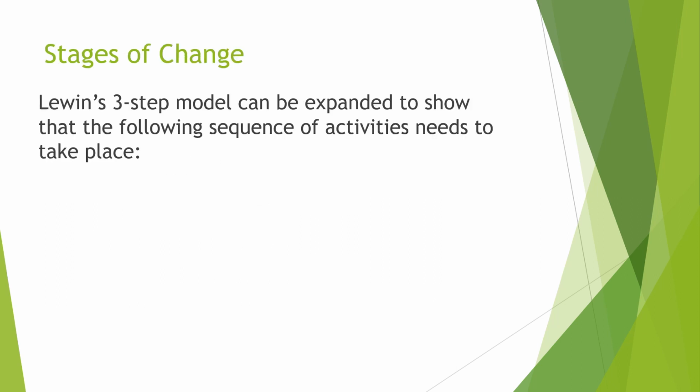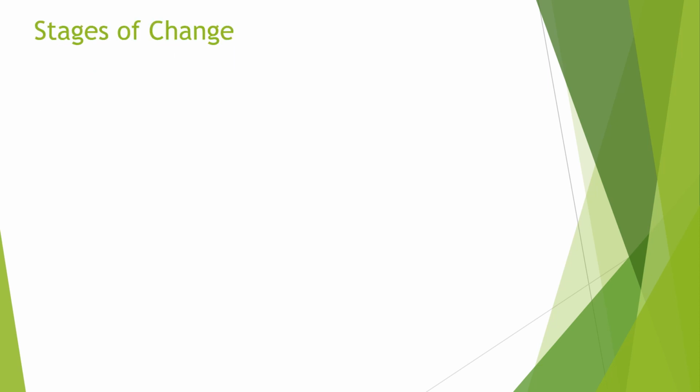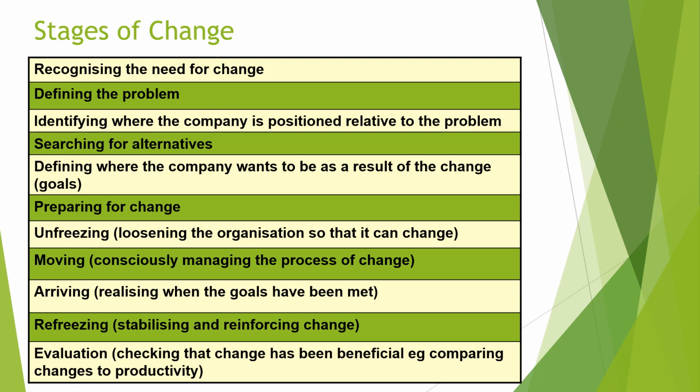Lewin's 3-step model can be expanded, and the next couple of slides just show you how this can be different. And you'll see there that instead of 3 changes here, you've got many more than that. But all you're doing there is really talking about recognising the need for change, defining the problem, identifying where you're going, searching for alternatives, where you want to be, preparing for change. These are all really just the very start part of it. This is you building up to the unfreezing stage, loosening it so that it can change.